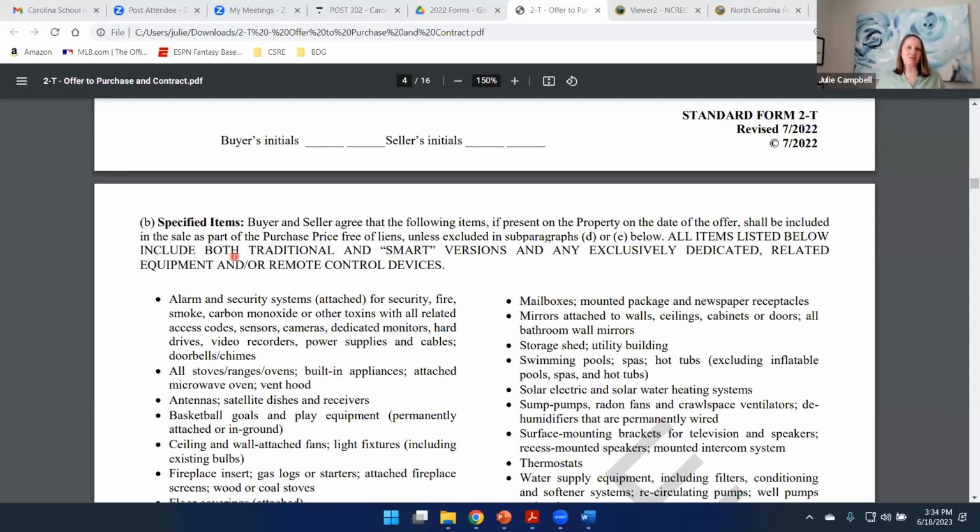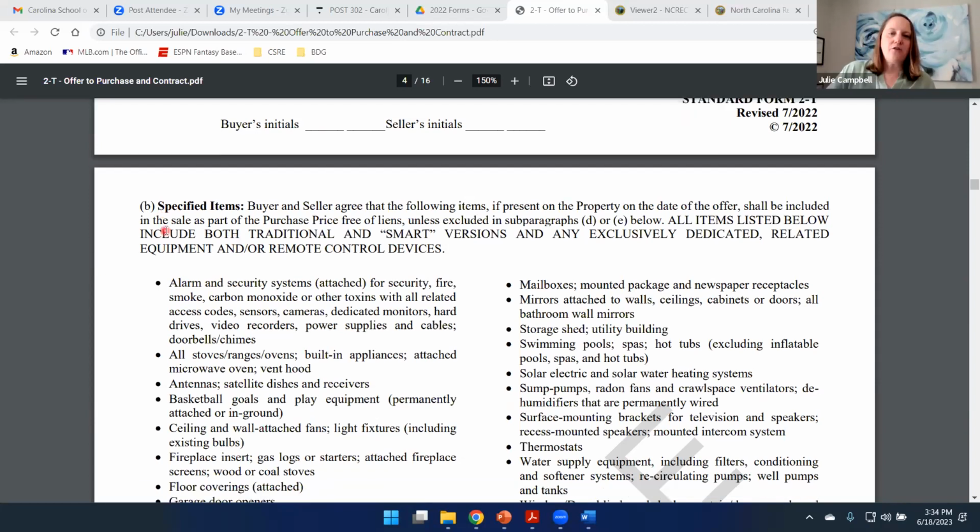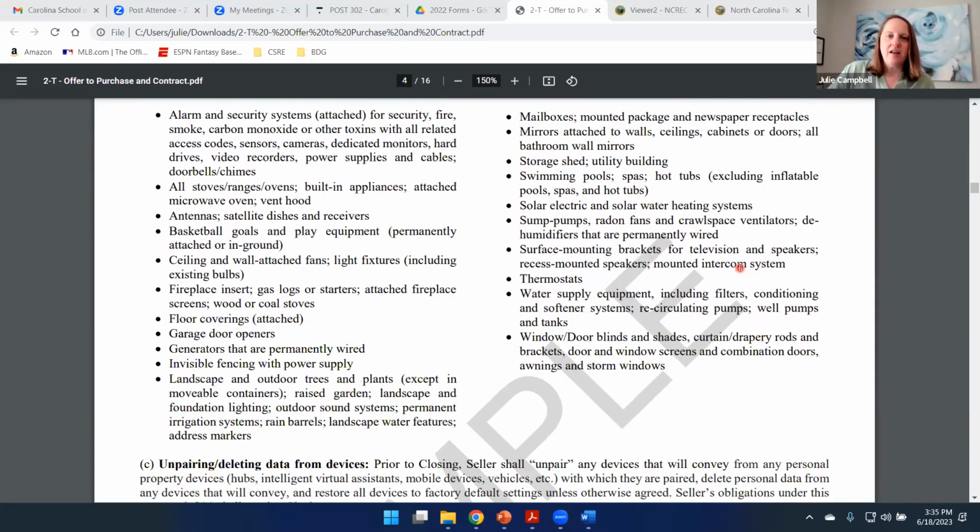Our homes are getting really smart, aren't they? We got our Ring doorbells, we got smart refrigerators, we got all sorts of things now that we can hook up to apps. So when we talk about fixtures, we're including traditional and smart versions. And then the offer to purchase and contract gives us a list. If you are using standard form 2T, these are considered fixtures. If you are using another offer to purchase and contract, the fixture list might look a little bit different. So just be familiar with the fixture list of the form that you're using.